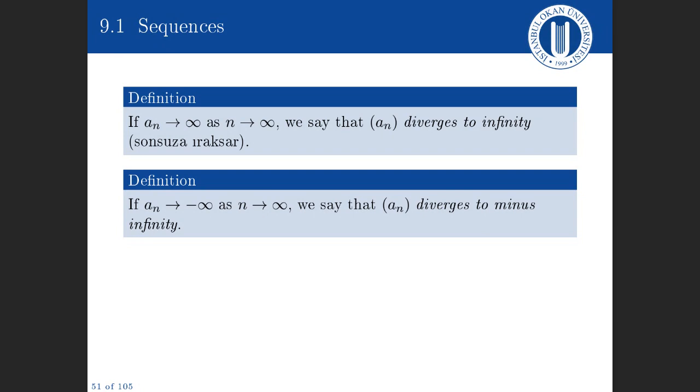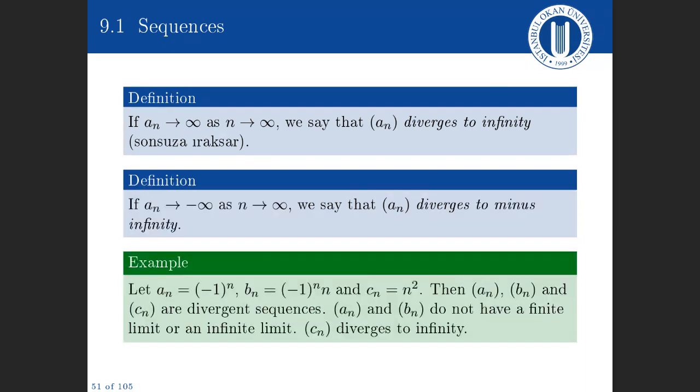I'll just remind you that if the limit is infinity, we say that the sequence diverges to infinity. If the limit is minus infinity, we say that the sequence diverges to minus infinity. For example, minus 1 to the power n, minus 1 to the power n multiplied by n, and n squared. These are all divergent sequences. The first two do not have a finite limit or an infinite limit. The third one diverges to infinity.